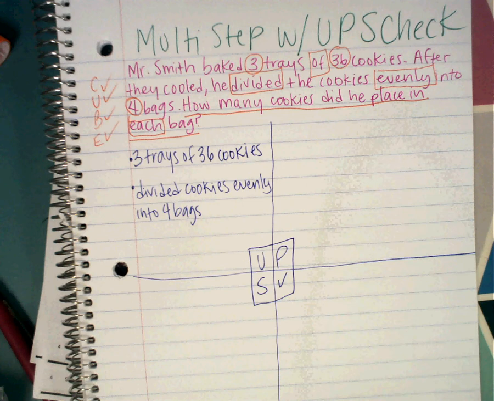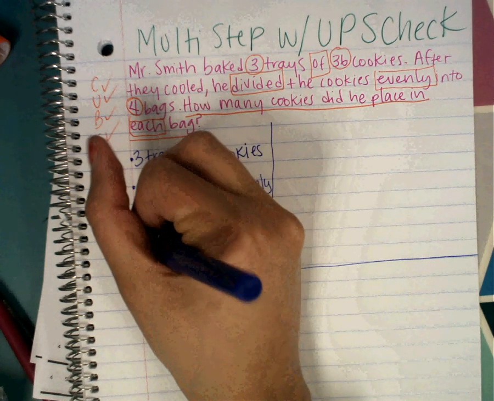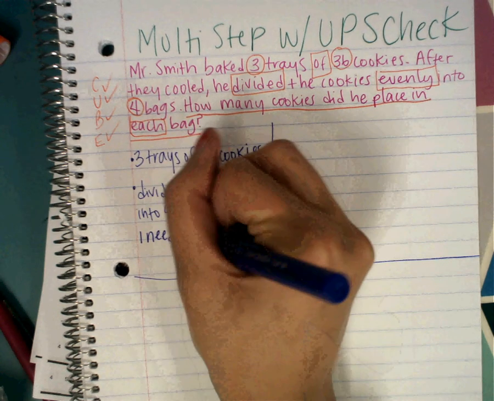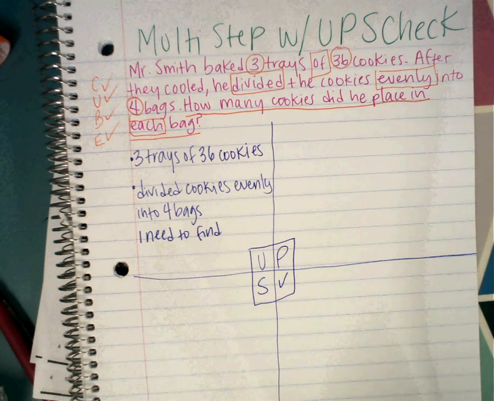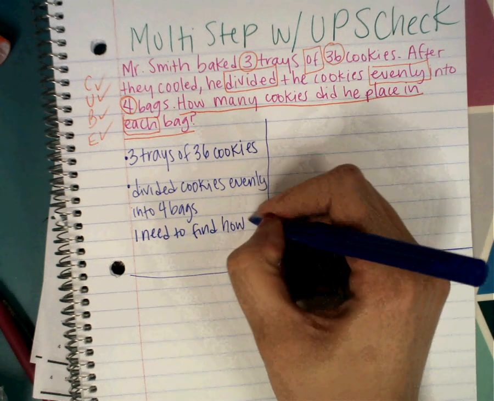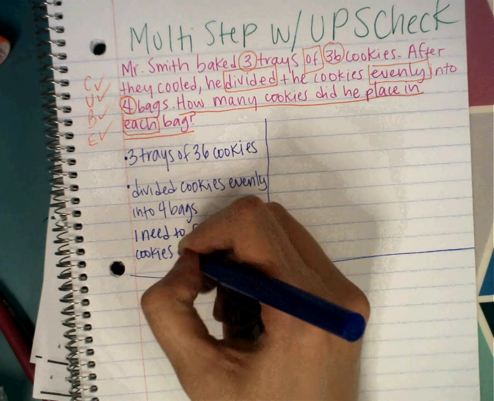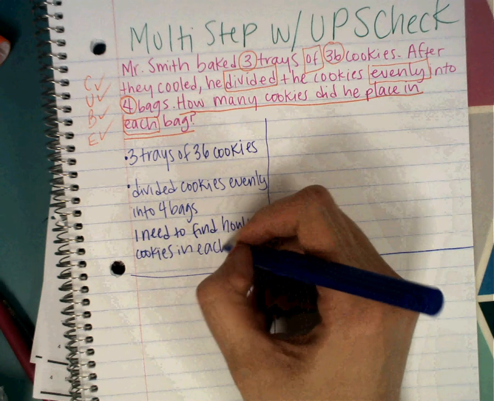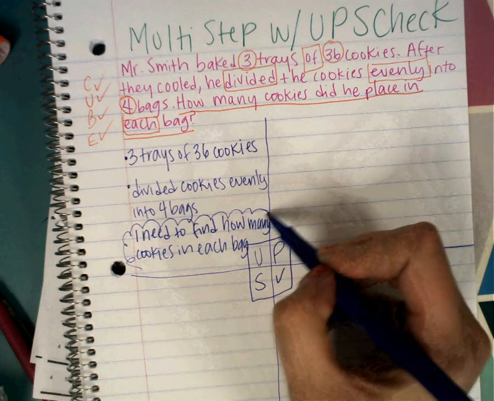And then the last thing we need to do on the U box is to write down what we need to find. So I need to find what? You're usually going to see what you need to find in the question of the problem. So I need to find how many cookies are in each bag. I like to do this so I remember this is really important for me to go back and look at the end of my problem.